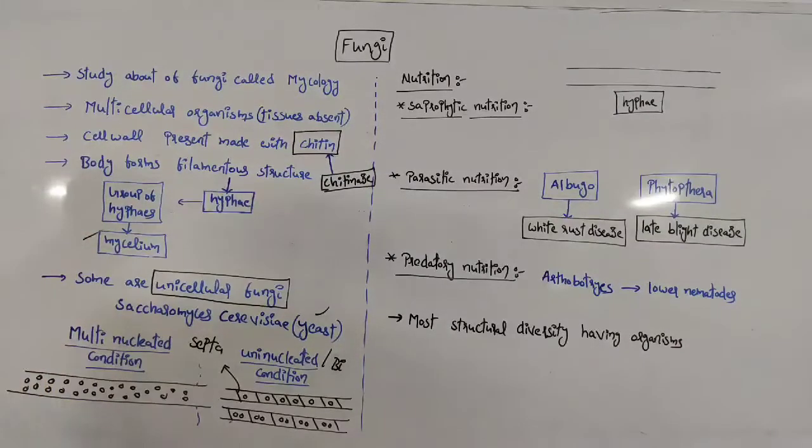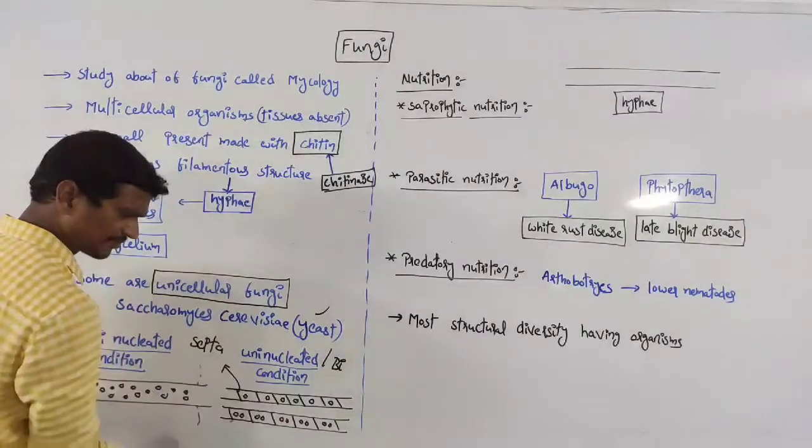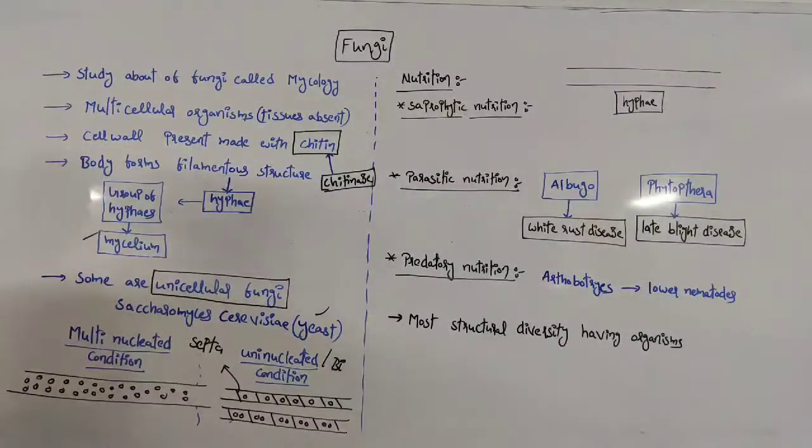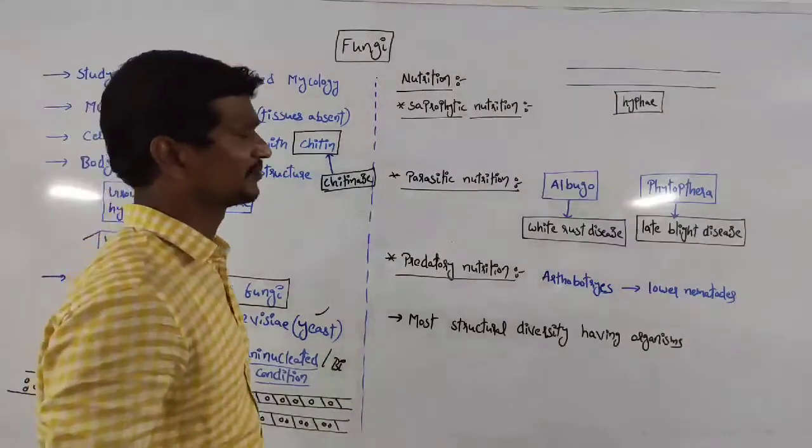Right? So that is about the multinucleated condition. This is also called coenocytic condition. We'll explain later. See, this is a uninucleated cell separated by the septa. This is a binucleated condition. That is about the conditions regarding the presence of the septa.